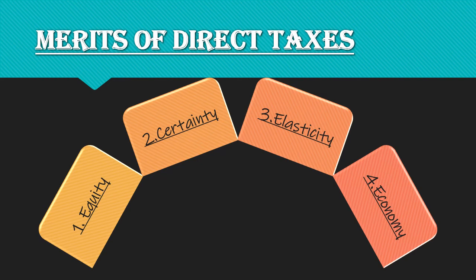So the next point is elasticity. A direct tax has elasticity. How? It can be varied according to the need of the government and changes in the income of the people. When the income of the person goes up, the rate of income tax can be increased and vice versa. So basically, I'm just clearing up the point that if the person is earning higher income, then he has to pay the higher income tax rate. So that's why it is said that it is flexible. It is elasticity.